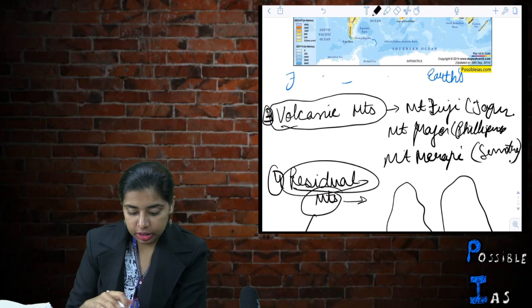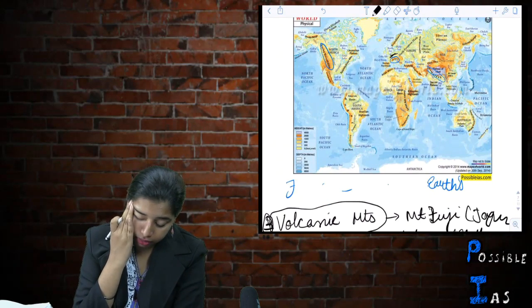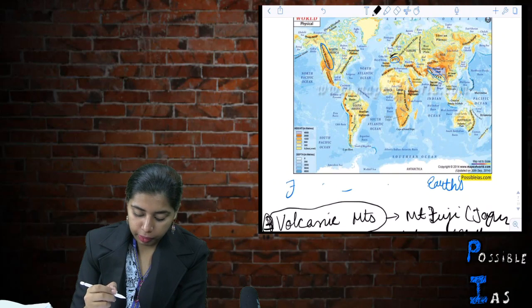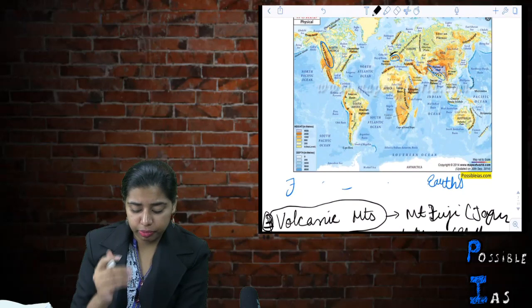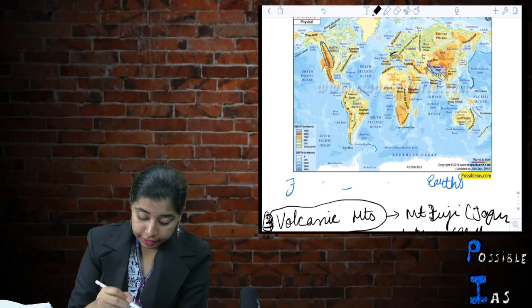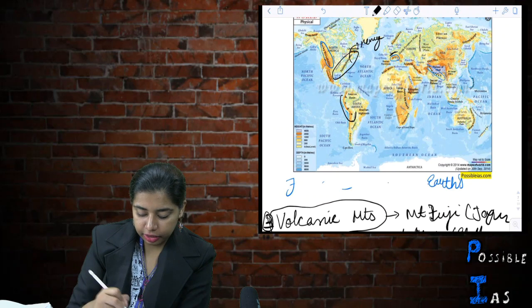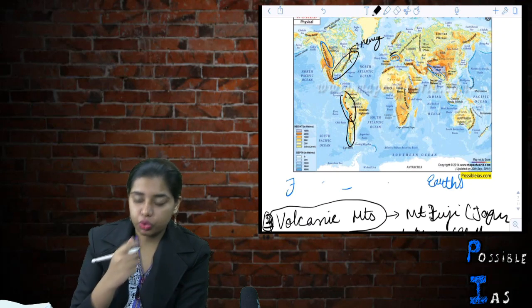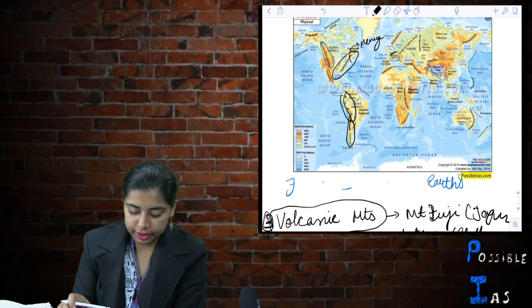Now we will see the most important mountain ranges that are present on Earth. The first one is the Rocky Mountains. These are present on the western coast of North America. These are fold mountains. Then the Appalachian Mountains, which were formed during the Hercynian orogeny. Then the Andes, again fold mountains, present on the western coast of South America. They continue through Peru, Chile, Bolivia, all this portion.